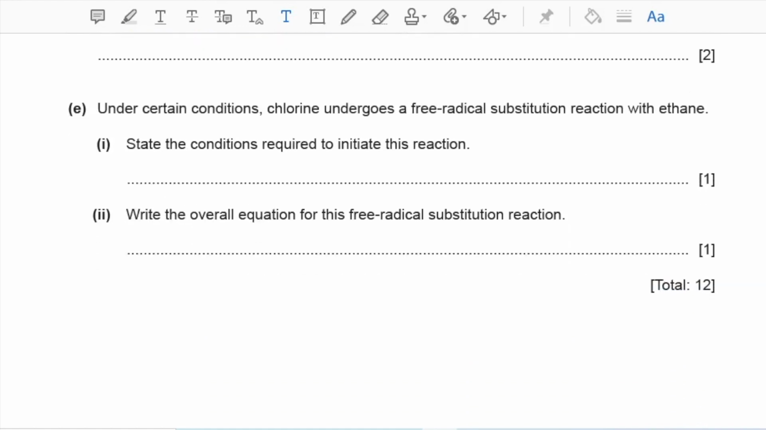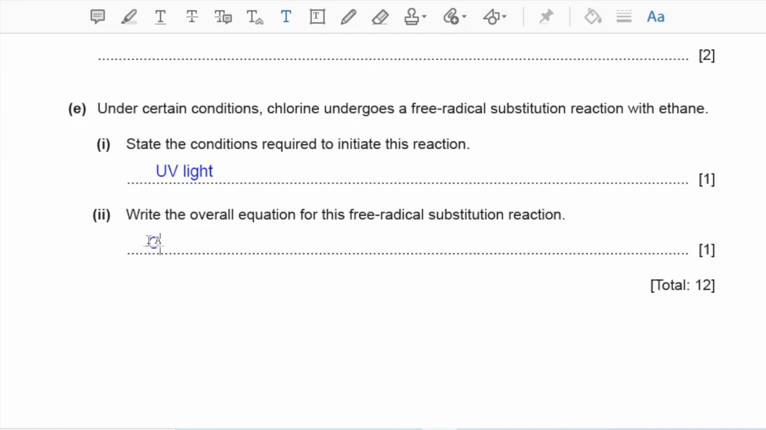Part E, under certain conditions, chlorine undergoes a free radical substitution reaction with ethane. Part 1, state the conditions required to initiate this reaction. So the reaction condition for free radical substitution reactions is UV light.